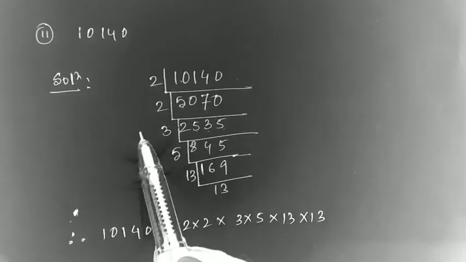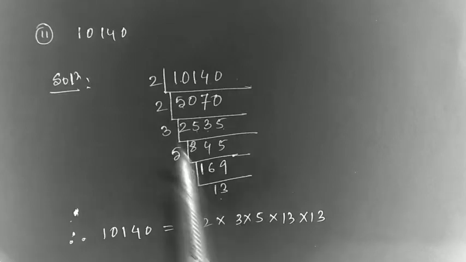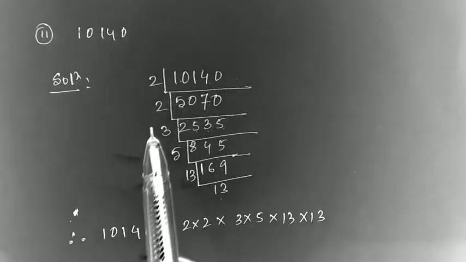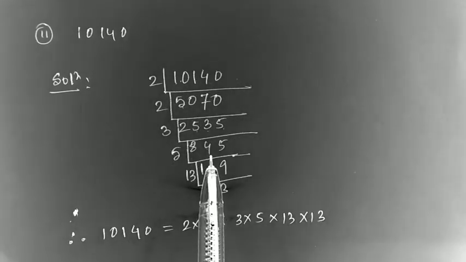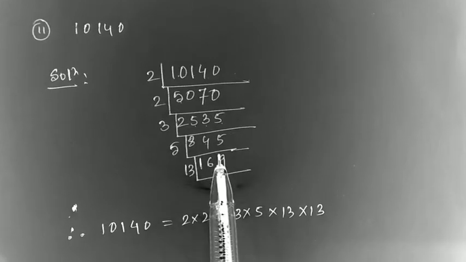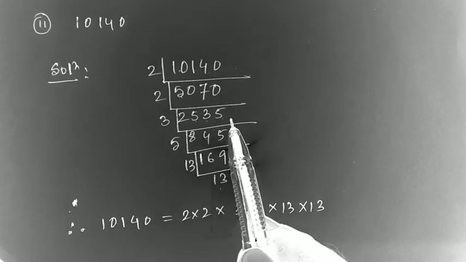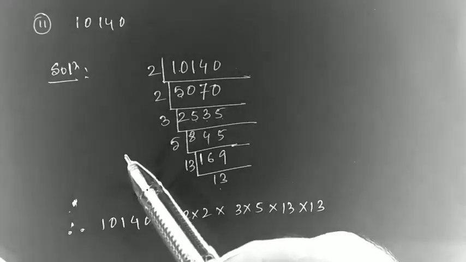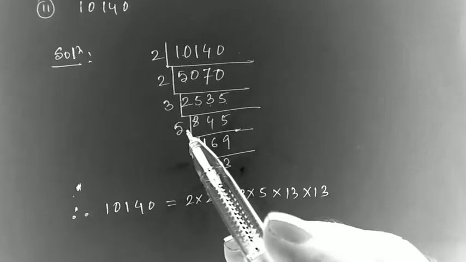For the number 10140, which is 2 into 2 into 3 into 5 into 13, that means 2, 3, 5 and 13 are the factors of 10140, and 10140 itself is a factor, and 1 is also a factor. We know that when a number has more than 2 factors, then the number is called a composite number. Since all these numbers have more than 2 factors, we can say that the numbers are composite.